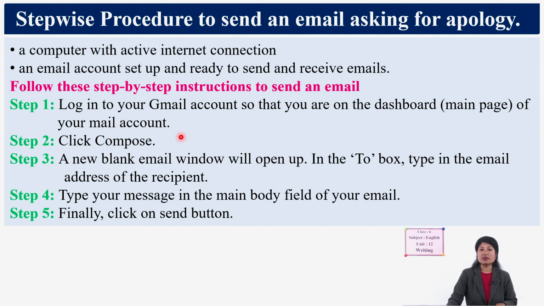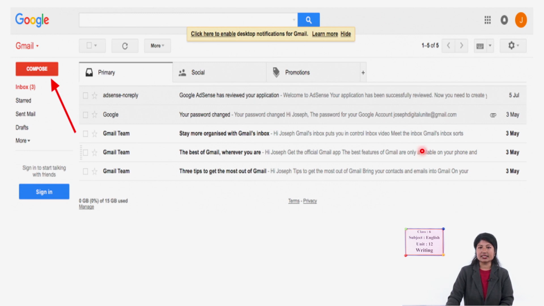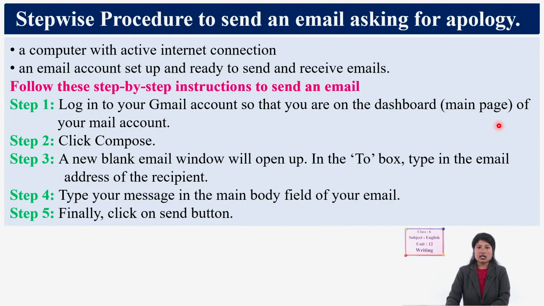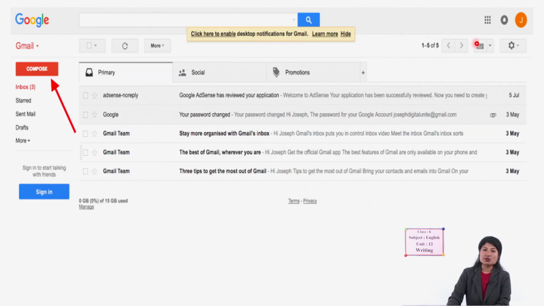The dashboard is the main page of your email account. It looks like this. When you get into your account, this is the dashboard that appears. Step 2: click on compose. As soon as you reach this dashboard, since you are sending an email, you have to go here. You can see this red arrow, compose. Go to the dashboard and then click on compose.